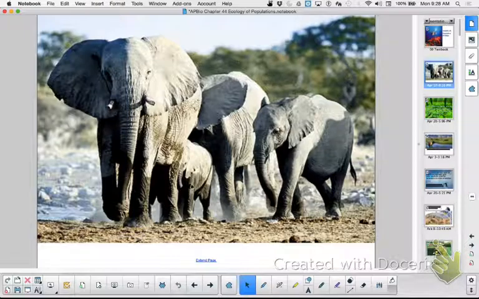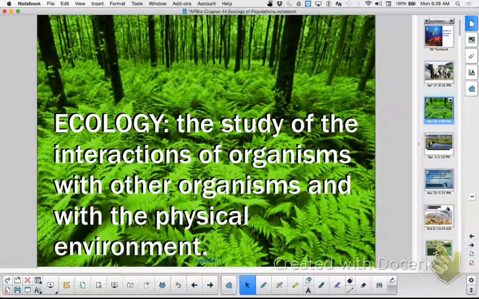So the first thing we want to review here is what ecology is. So youngest biobuddy, tell oldest biobuddy, what's the definition of ecology? Go ahead. The study of interactions of organisms and the physical. And you can throw that into your notes.